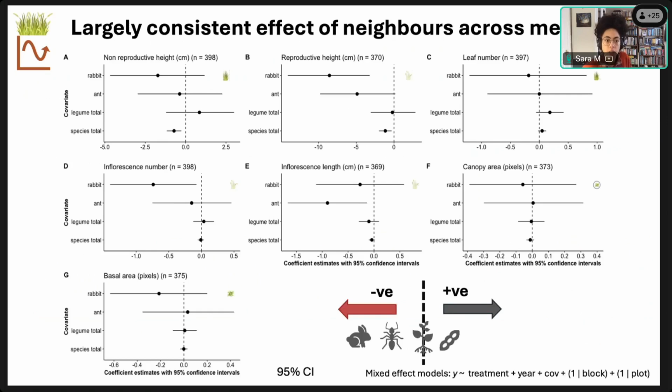And if we're looking at the other responses as well, the covariates I mentioned before, so that was looking at the effect of rabbits, ants, legumes, and then the total number of species. The effects were largely consistent across all the different measures. There was a slight negative effect of rabbits and ants, and slight positive with the presence of legumes, but there is still a large overlap, so I don't want to over-interpret that.